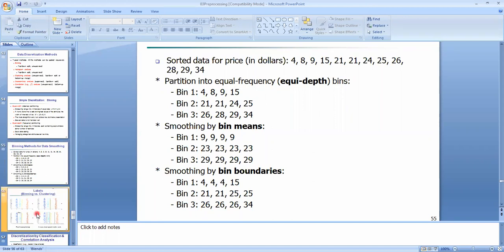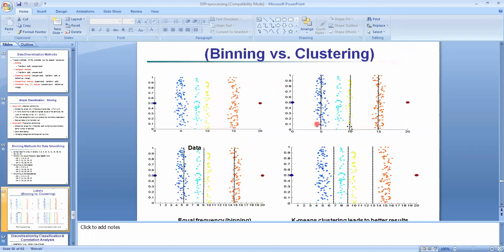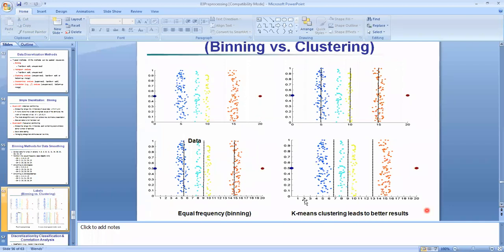Another topic is binning versus clustering. You can see over here the binning type. On the x-axis we have 0 to 20, and on the y-axis we have 0 to 1. You can see the colors of the binning, and the data is represented by the different colors.